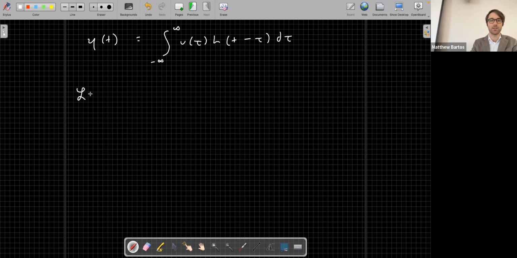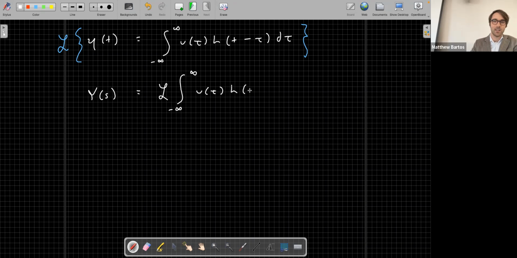Okay, so let's take this and let's go ahead and apply the Laplace transform. We're going to take the Laplace transform of this entire thing. And what we end up with is y of s is equal to the Laplace transform of this integral from negative infinity to positive infinity u tau h t minus tau d tau. Okay, and let's just apply the definition of the Laplace transform. Remember that it's the integral of our function f with e to the negative st dt. So let's go ahead and apply that definition.